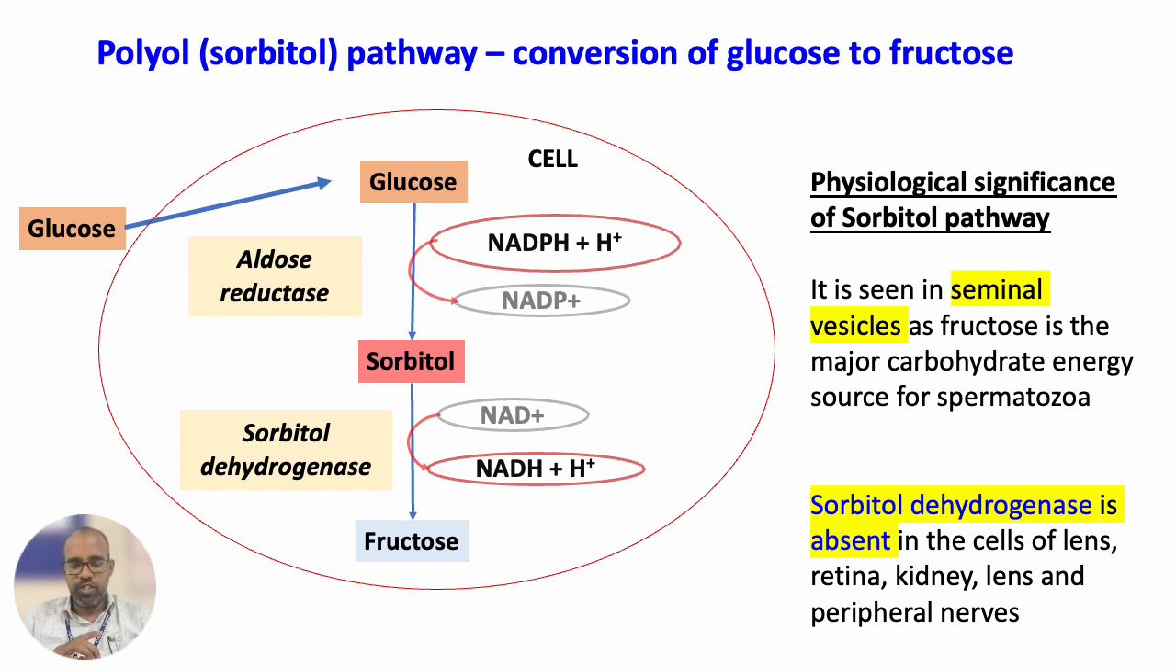The second enzyme, which I told you, called sorbitol dehydrogenase, is absent in the lens, retina, kidney and nerves. So these tissues do not have this enzyme. So what about it?